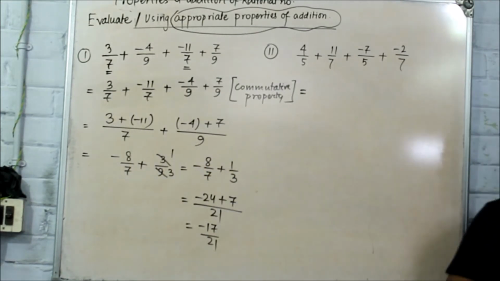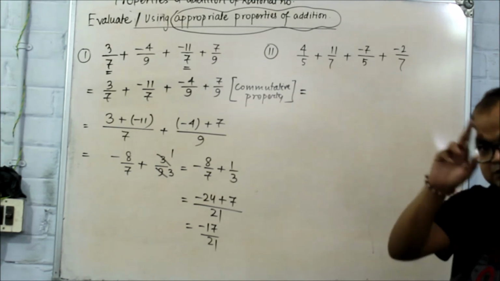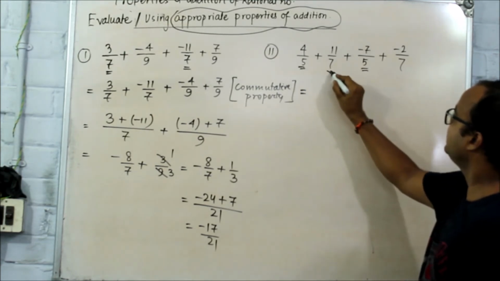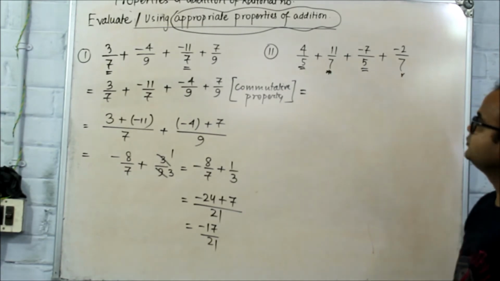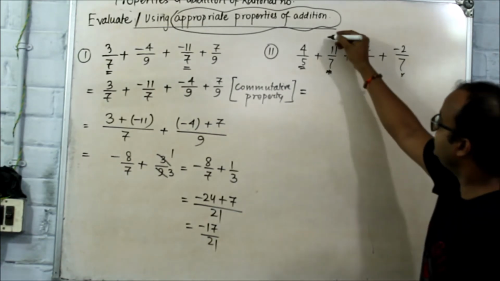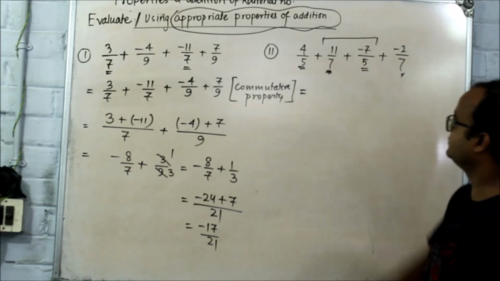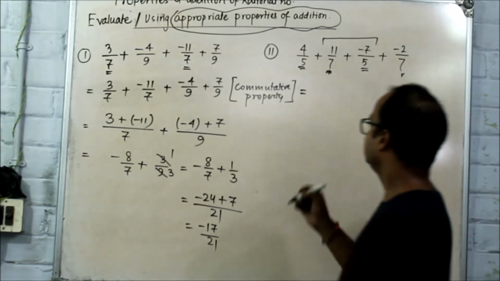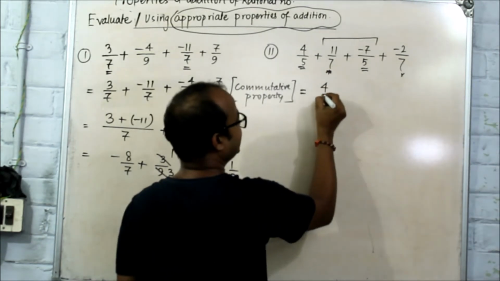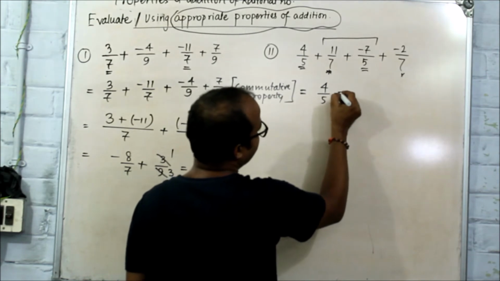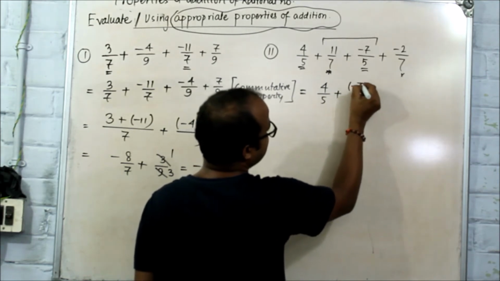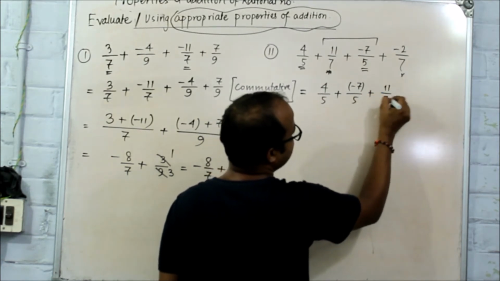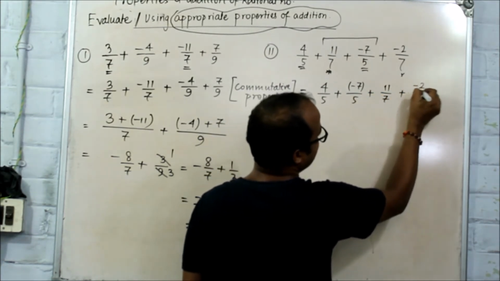Let us solve this one. So the first step, 5, 5, 7, 7. So here, with these two terms I am going to apply the commutative property. So we'll write 4 by 5 plus minus 7 by 5 plus 11 by 7 plus minus 2 by 7.